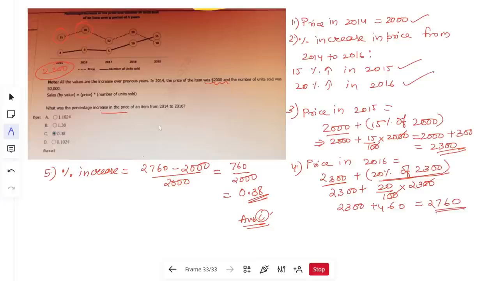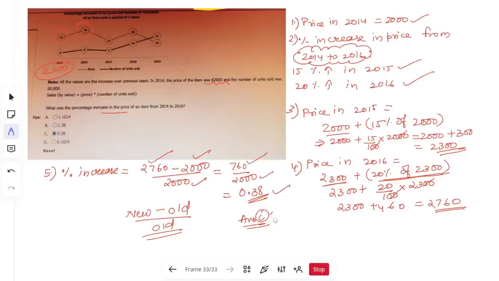Now what we have to find out is the percentage increase from 2014 to 2016. Whenever you have to calculate percentage increase over a duration of time, you take the new price minus old price divided by old price. This will give you the final answer. So we have taken the new price, that is 2760, minus the old one, divided by the old one. When you subtract this, you get 760 divided by 2000, and you get the final answer as 0.38. So the correct answer for this question is option C, that is 0.38.